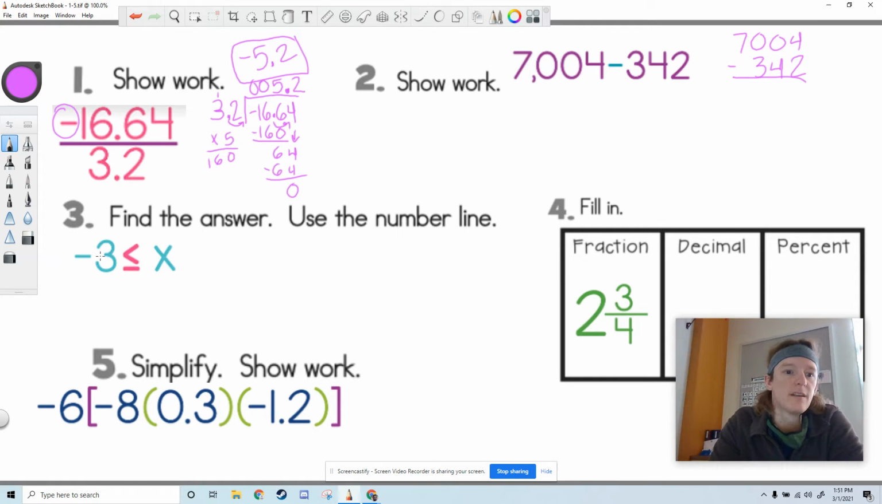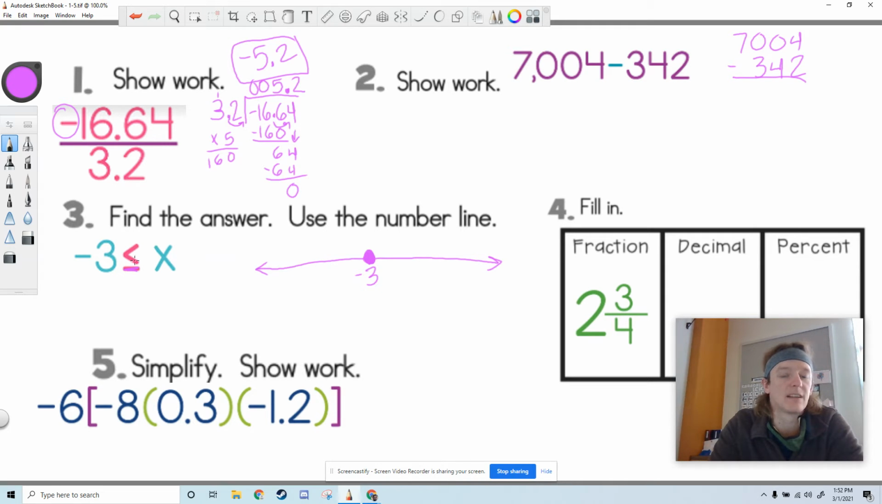Number 3, negative 3 is less than or equal to x. So if I say, well, here's my number line, here's negative 3, okay? Can x be negative 3? It can. So I'm going to put a big shaded in dot here because it can be equal to, it says it here.